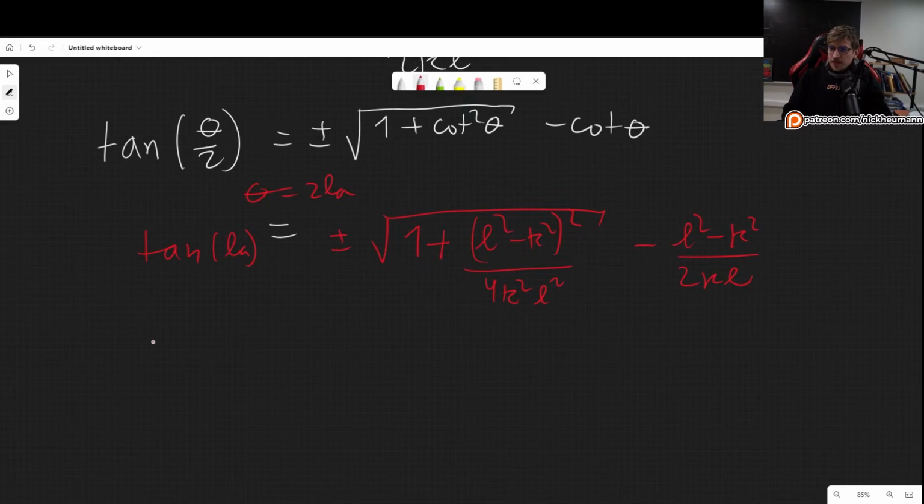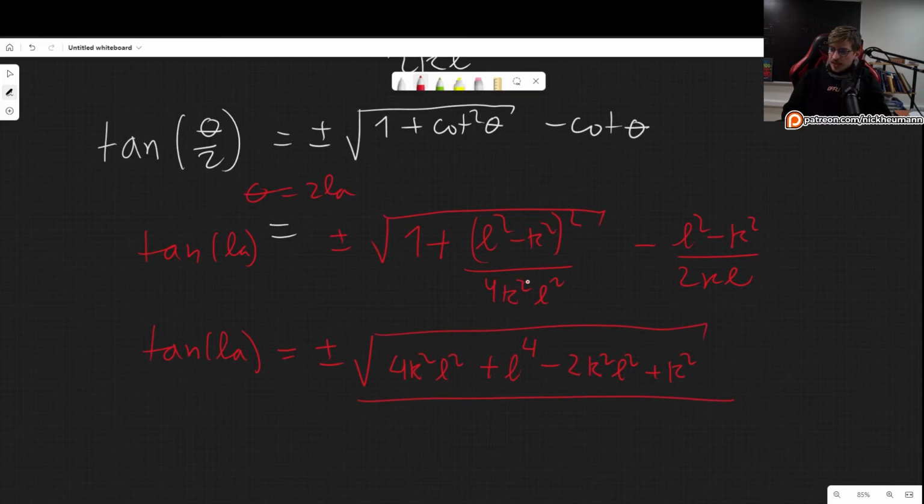So now let's simplify this a little bit. The left-hand side remains the same. This is plus or minus the square root of, and now 4K squared L squared, I'm taking a common denominator here, plus, now let's expand the square. We get L to the 4th power minus 2K squared L squared plus K squared. And all this is divided by 4K squared L squared, which is 2KL.